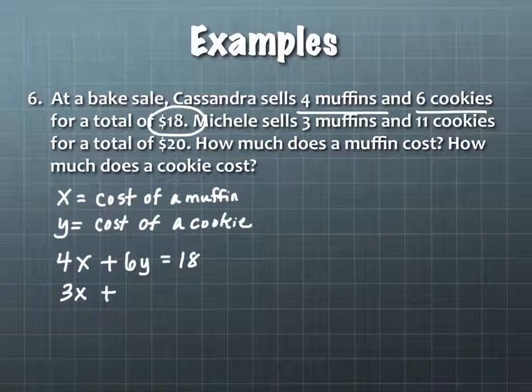$3x because she sold 3 muffins, 11y, she sold 11 cookies, and it equals 20. Now, in reality, we could use that first method that I had, and solve one of these equations for one of the variables. But do you look at this set of equations and see why that's not especially appealing to do? All of these variables have coefficients, which means that if I try to solve for one of them, I'm going to get fractions involved. And that's going to be messy to work with. So in this situation, elimination is definitely a preferable method.